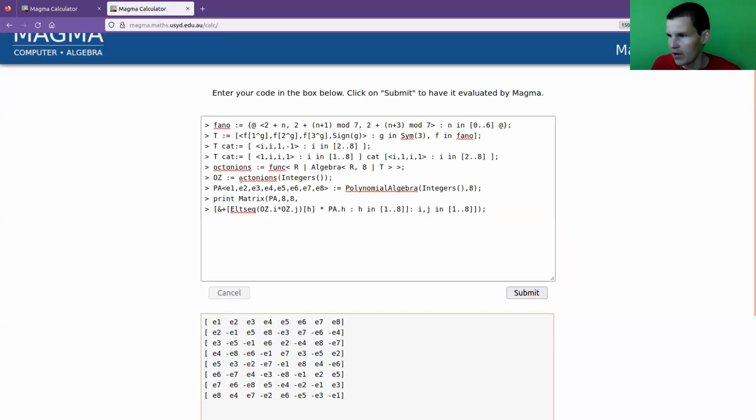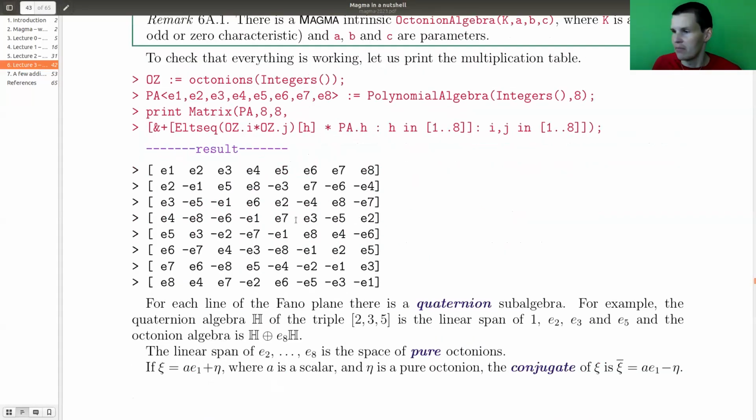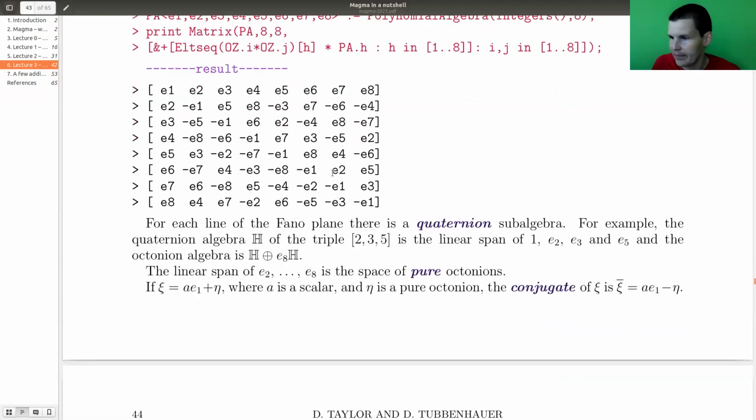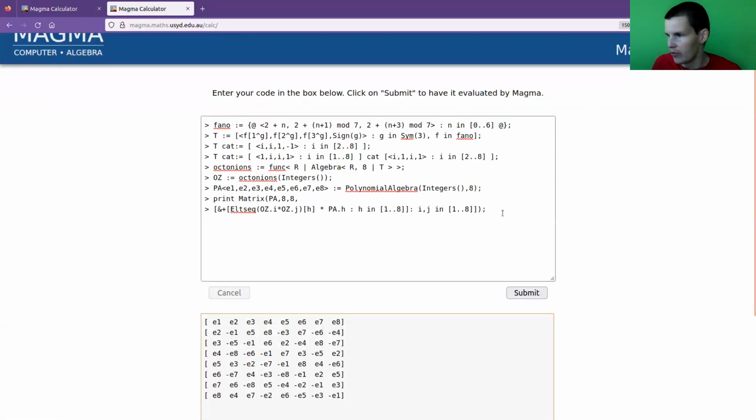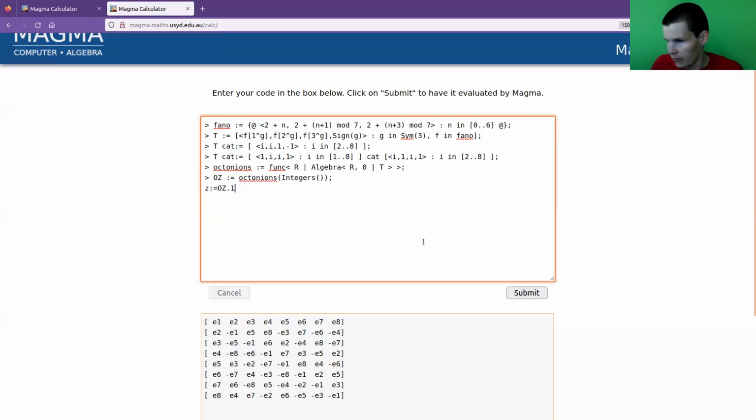So O is now really just set up related to octonions, via a multiplication table. That's just what I did, and I printed it using variables, so that it gets a little bit easier to see. Okay, so let's talk a little bit about an element in the octonions. For example, you could define Z as OZ.1. Oh, I should do it this way. Okay, and we can get rid of the multiplication table. So just OZ.1, and let's print Z.